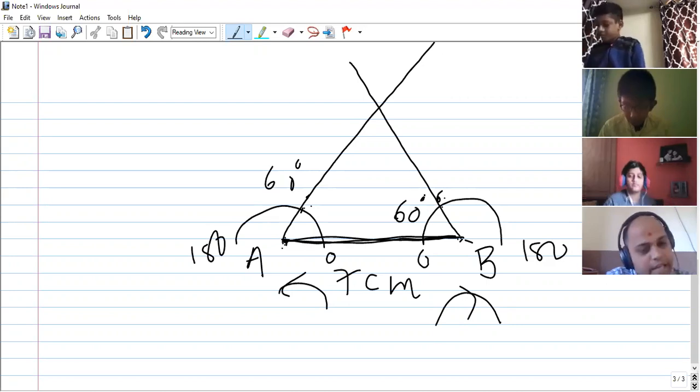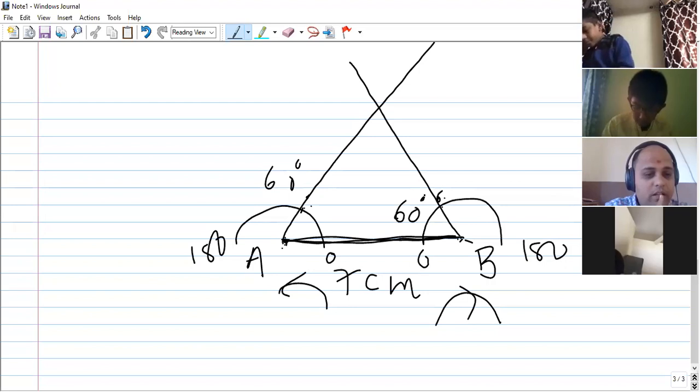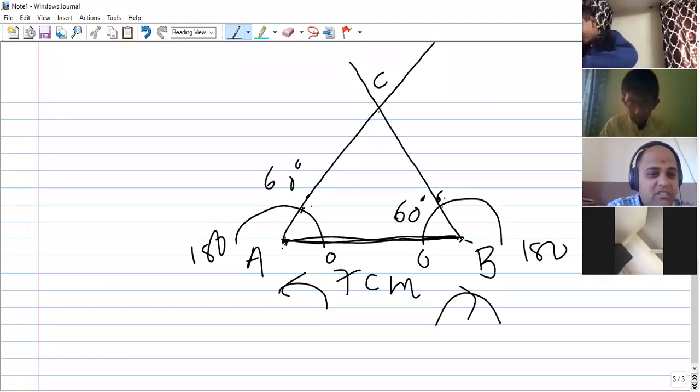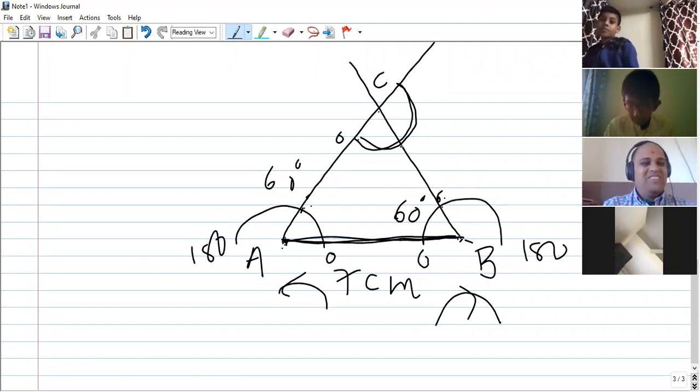Are you done? These two lines will cross at one point. At 60 degrees, both the lines will cross at some point. Put the point as C. Now put the protractor here, check 0 to where this line comes, and tell me what is the answer.